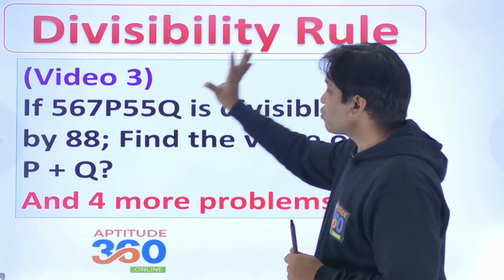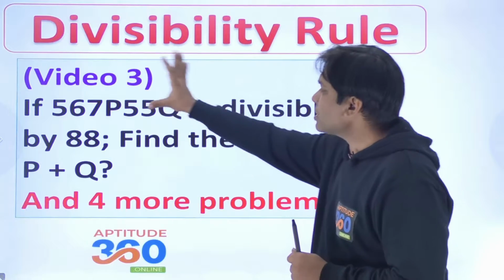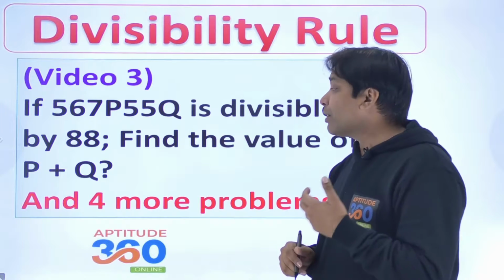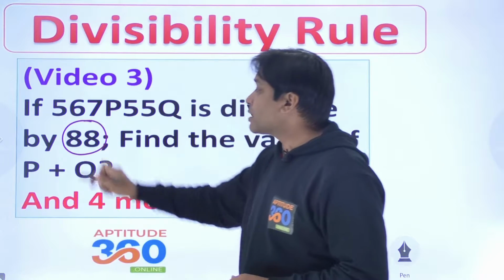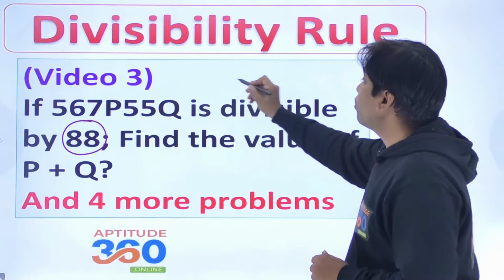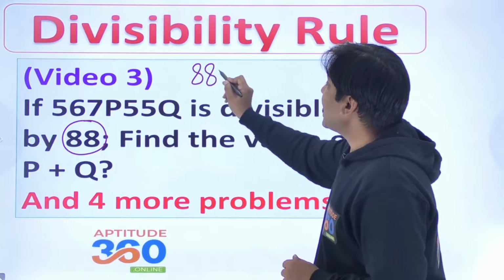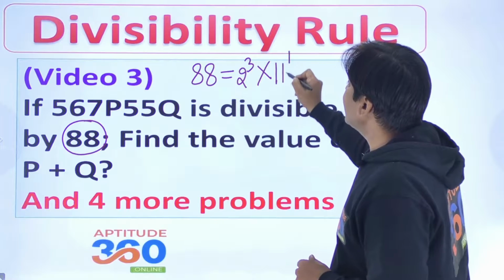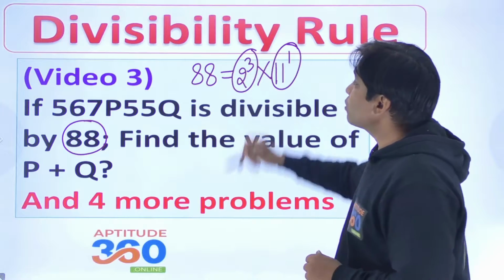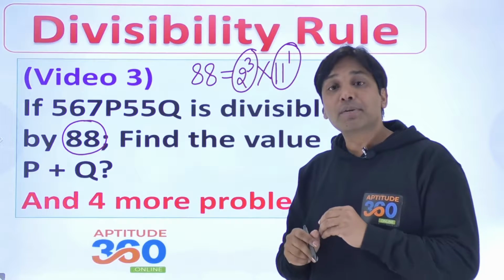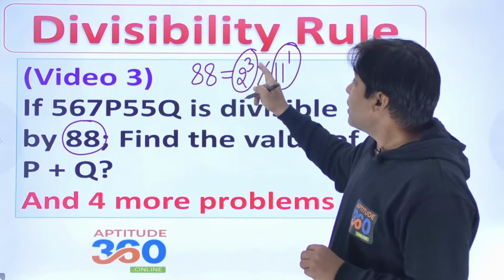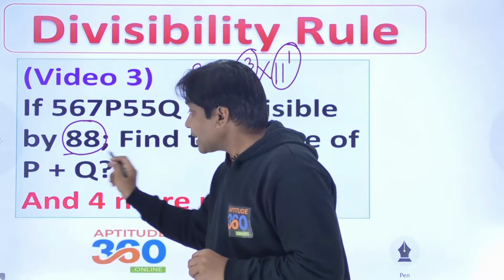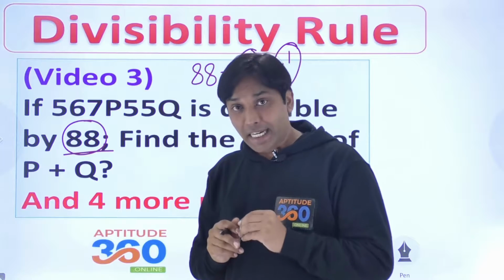मैं इस वाले क्वेश्चन को पढ़ता हूं आपके लिए. 5 p 6 7 q. This number is divisible by 88, right? Now you have learned what the divisibility rule of 88 is. What did I say in the previous video? That 88 is the product of 8 and 11. And you know the divisibility rule of 8 and of 11. अगर कोई भी नंबर 8 और 11 दोनों से डिवाइड हो गया तो necessarily that number is going to be divisible by 88. Is that okay?